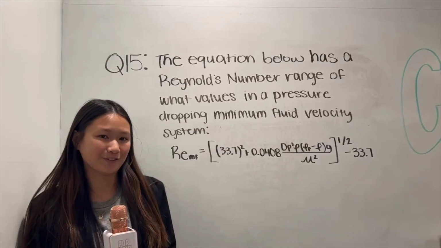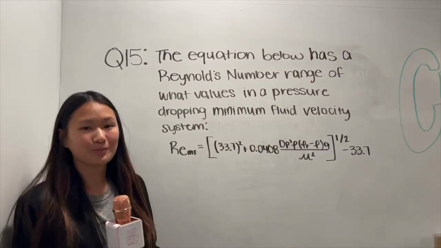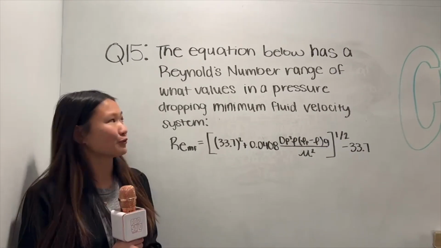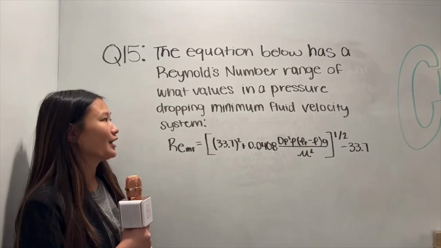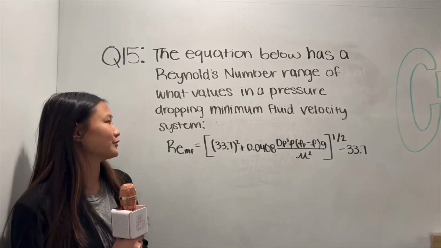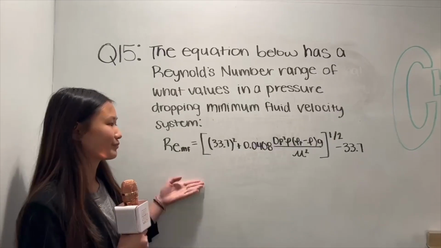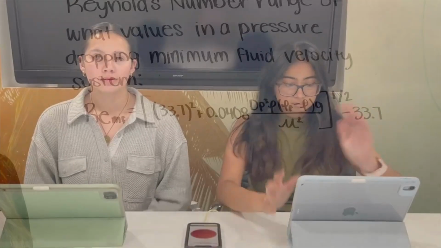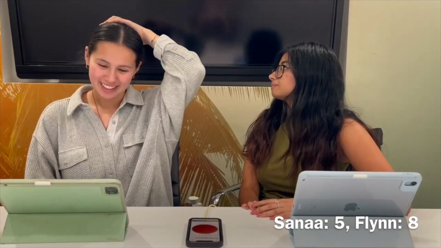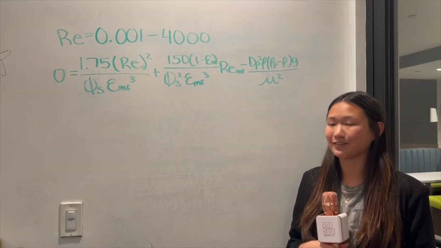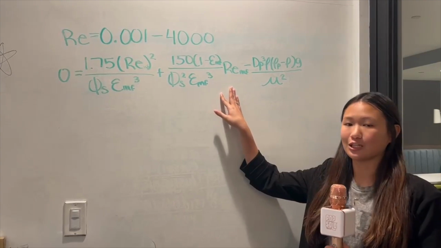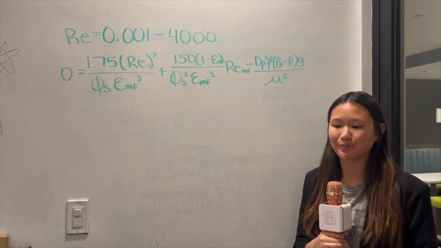Now for question 15. The equation below has a Reynolds number range of what values in a pressure drop at minimum fluid velocity system? Here's your equation. What is 0.001 to 4,000? That is correct. The minimum fluid velocity is given by this equation here in terms of the Reynolds number.